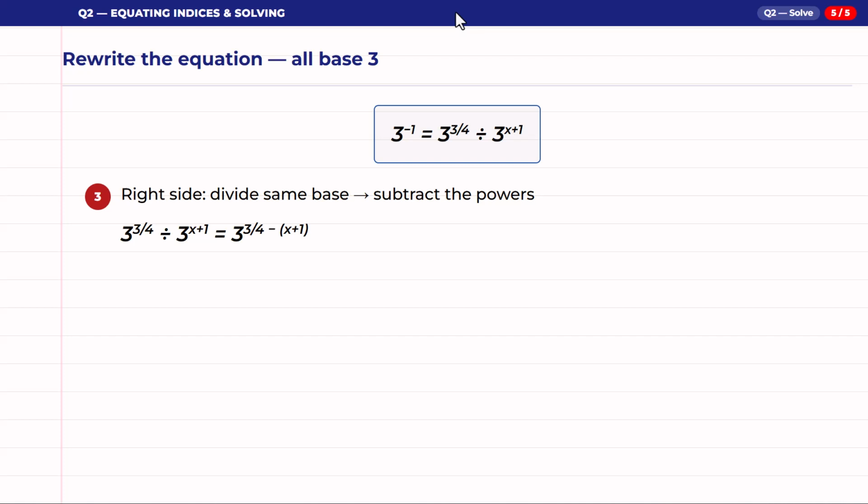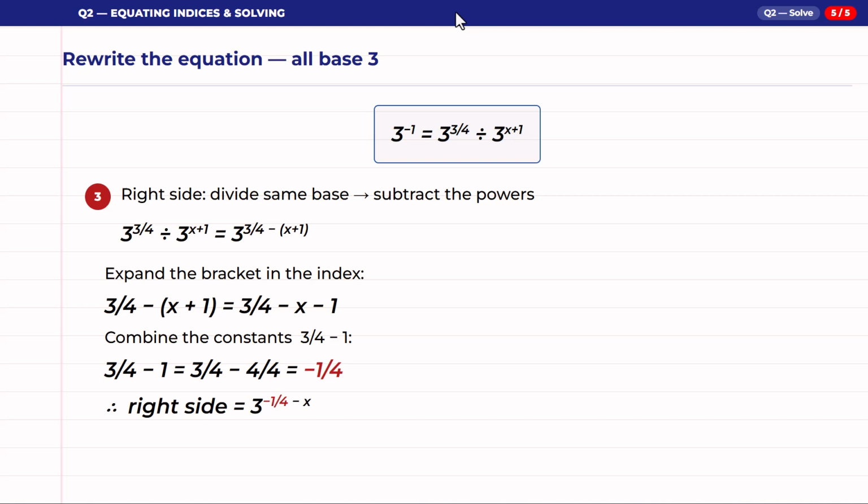Step 3. Simplify the right side. 3 to the 3/4 divided by 3 to the x plus 1, same base, subtract indices. The right side becomes 3 to the power 3/4 minus the bracket x plus 1. Notice the bracket around x plus 1, it is critical to keep it. Expand the bracket, 3/4 minus x minus 1. The 1 inside the bracket becomes minus 1 when the bracket is removed.